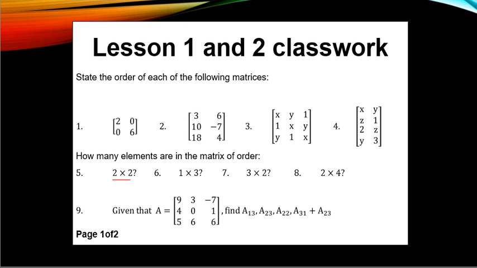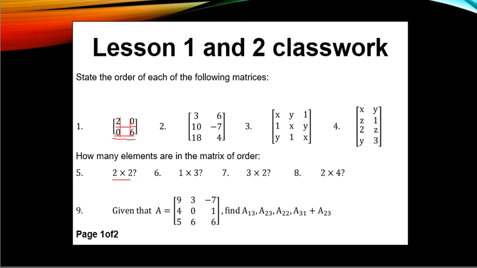So let me explain number 5 with number 1. Number 1 is a 2 by 2 matrix. So the number of elements in a 2 by 2, you can take it column wise or row wise. If you take it row wise, the first row has 2 elements, the second row has 2 elements. So you have 4 elements altogether. Or you take it column wise, the first column has 2 elements, 2 and 0. Second column has 2 elements, 0 and 6. So altogether you also have 4 elements.